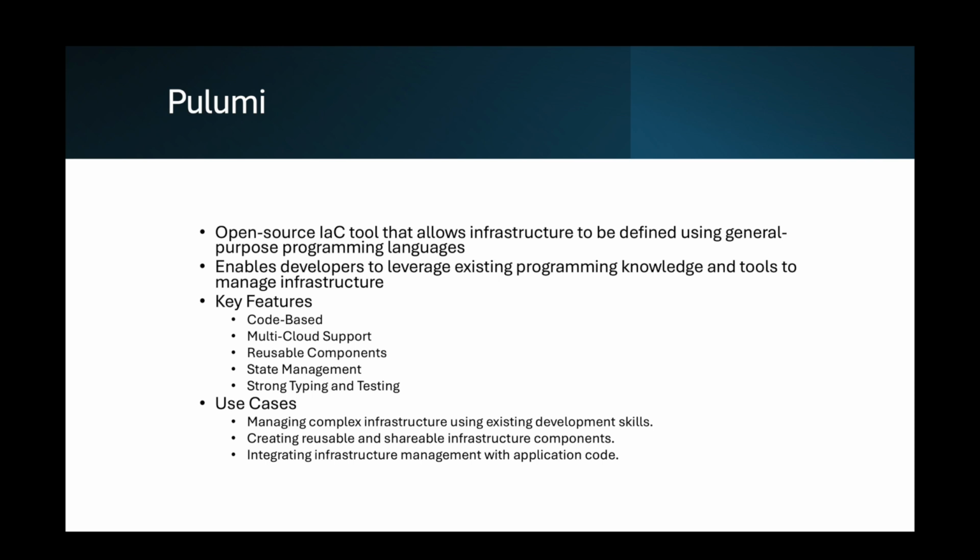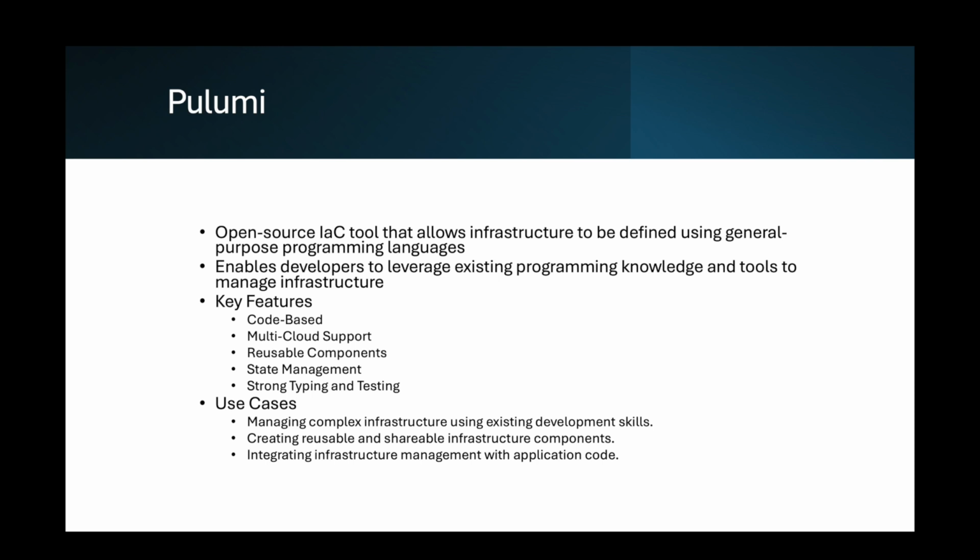Pulumi. Pulumi is an open source IaC tool that allows infrastructure to be defined using general purpose programming languages like Python, JavaScript, TypeScript, and Go. This approach enables developers to leverage existing programming knowledge and tools to manage infrastructure. Some of the key features of Pulumi are that it's code based, where infrastructure is defined using familiar programming languages rather than domain specific languages. It has multi cloud support, supporting multiple cloud providers including AWS, Azure, Google Cloud, and Kubernetes.